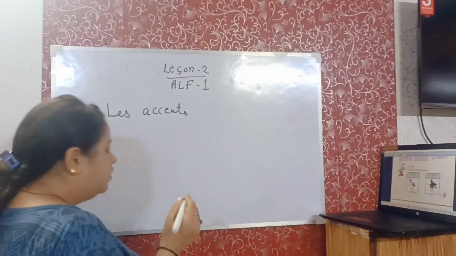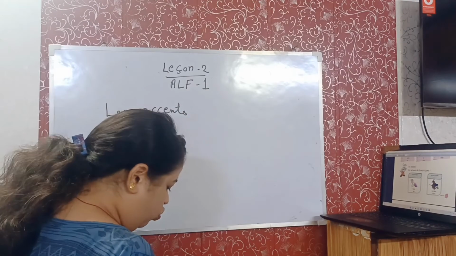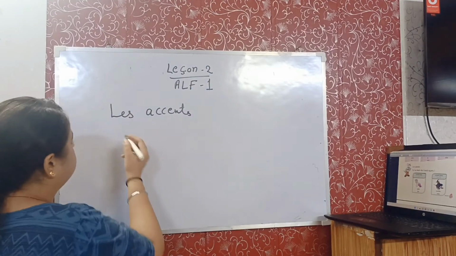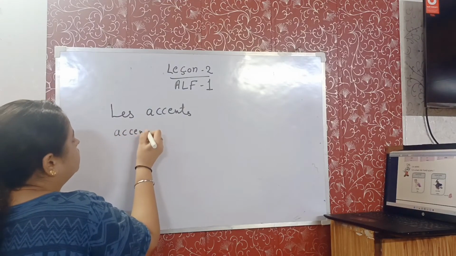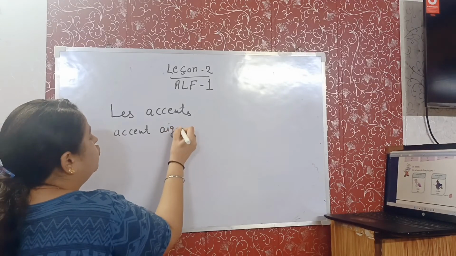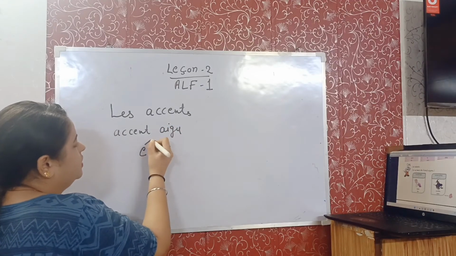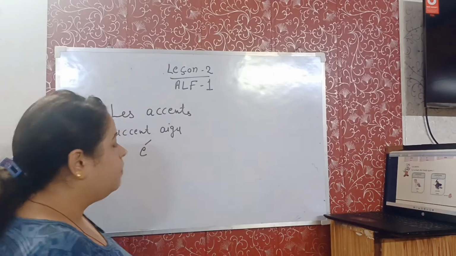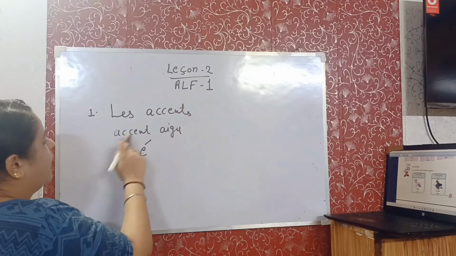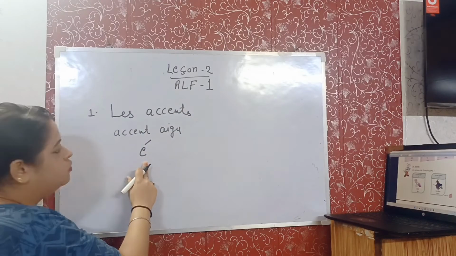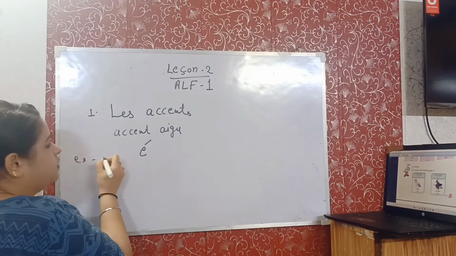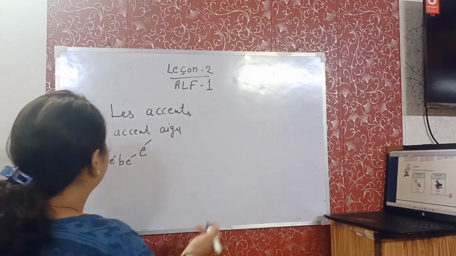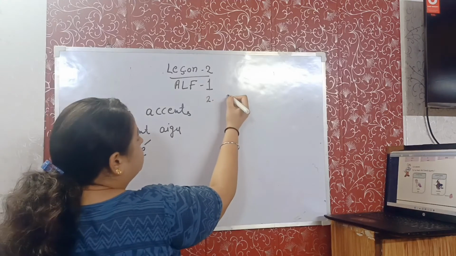What are the accents? Only with the help of accents you will be able to recognize that this is written in French. So the first accent is accent aigu, which is always put on E. Always remember, the accent aigu always comes on E. And the first example is bébé. Bébé is baby.